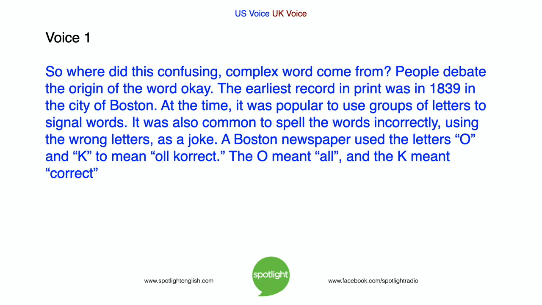People debate the origin of the word okay. The earliest record in print was in 1839 in the city of Boston. At the time, it was popular to use groups of letters to signal words. It was also common to spell the words incorrectly, using the wrong letters, as a joke. A Boston newspaper used the letters O and K to mean all correct. The O meant all, and the K meant correct.